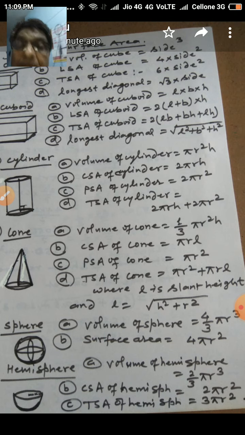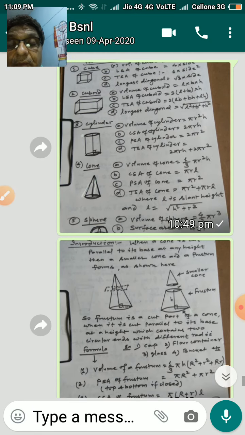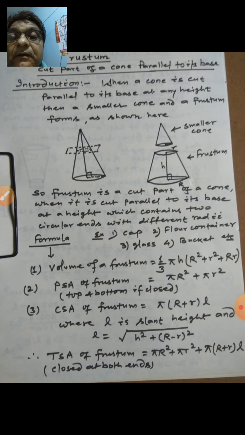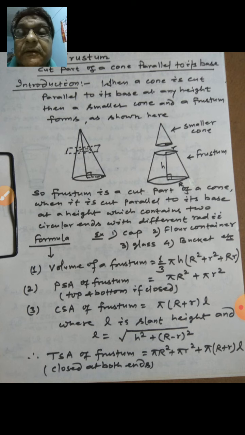Now let us take one topic under this volume and surface area, which is actually of 10th class basis. That is the cut part of a cone, which is called a frustum. So let us introduce what a frustum is. A frustum is what we get when a cone is cut parallel to its base at any height, and we get two objects. The upper object is a smaller cone and the lower object, which has two circular ends of different diameter, is called a frustum.